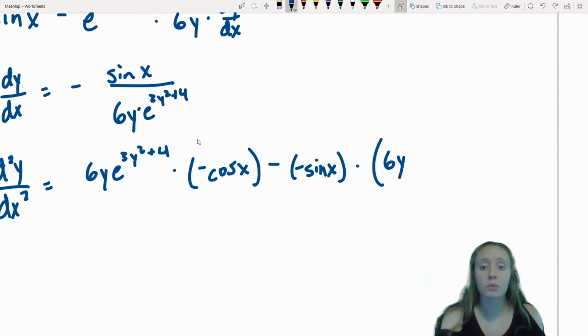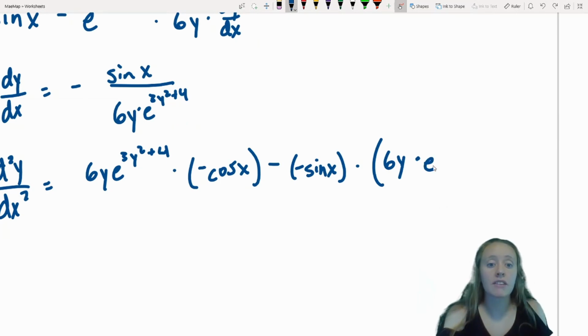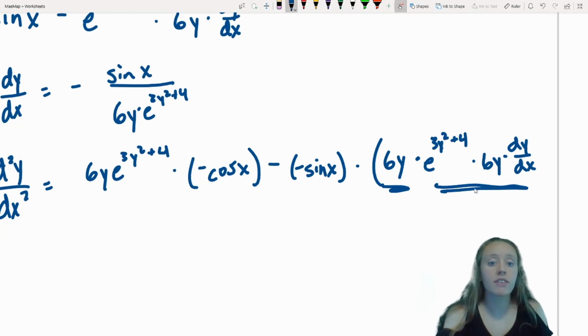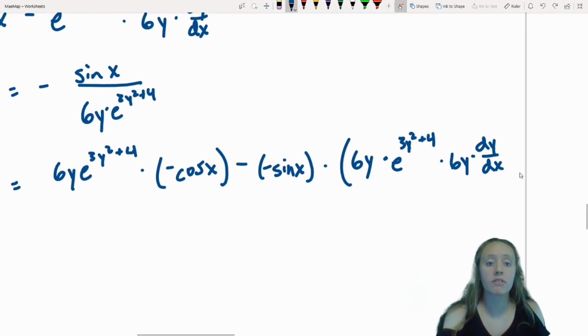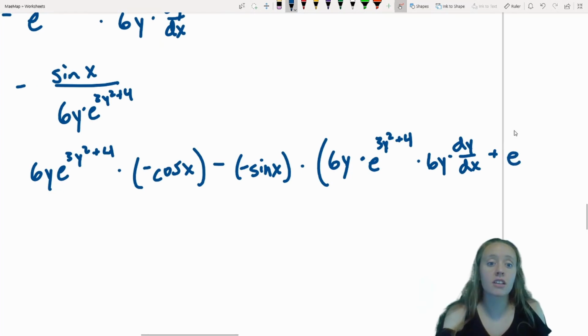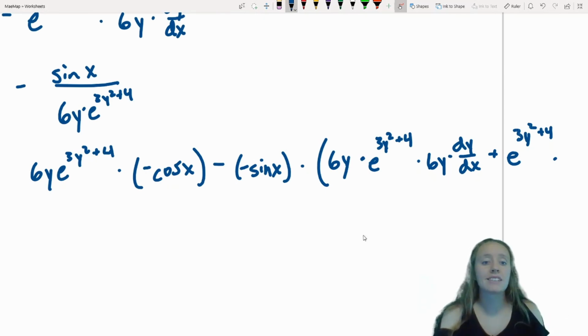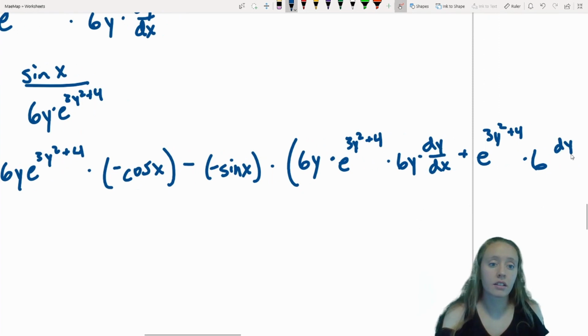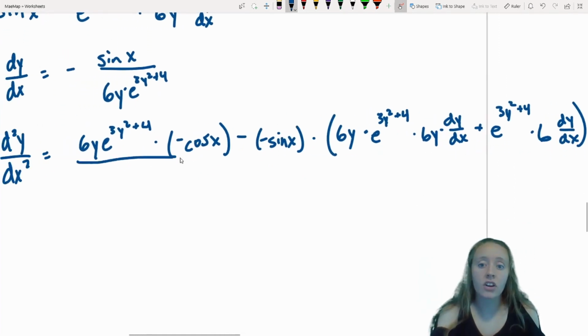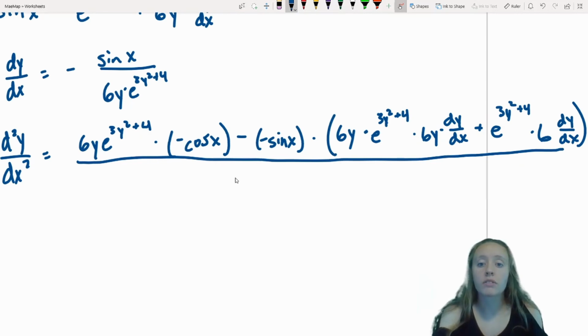We've already done this, but let's talk through it one more time, remembering the chain rule. We leave e to the 3y squared plus 4, then we multiply by the derivative of that inside function, which is 6y times dy dx. So that's first times the derivative of the second. Now we're going to add second times the derivative of the first. So we're going to add our second, which is e to the 3y squared plus 4, times the derivative of our first, the derivative of 6y, is 6 dy dx. And that is all over our denominator squared, all over 6y e to the 3y squared plus 4 squared.